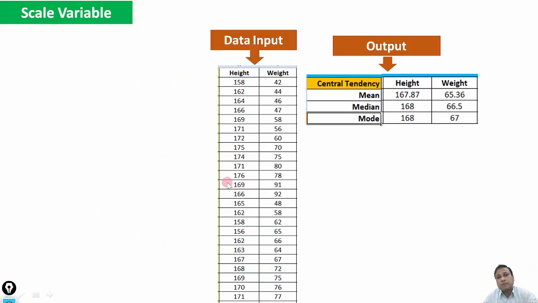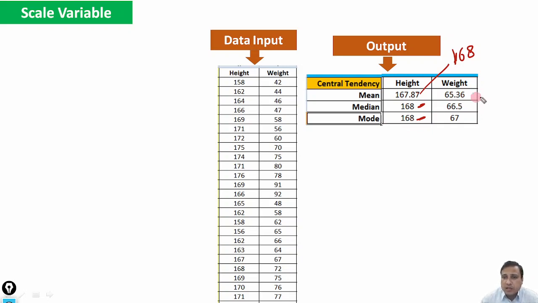Now let me take you to the next scale variables, that is height and weight. Here again the average height is 168, a round figure, because 167.87 rounds to 168. The median height is 168 and the mode is also 168. So the average height of my respondents is 168 centimeters. The highest frequency of the height is 168 centimeters. This is the way that we go with height.